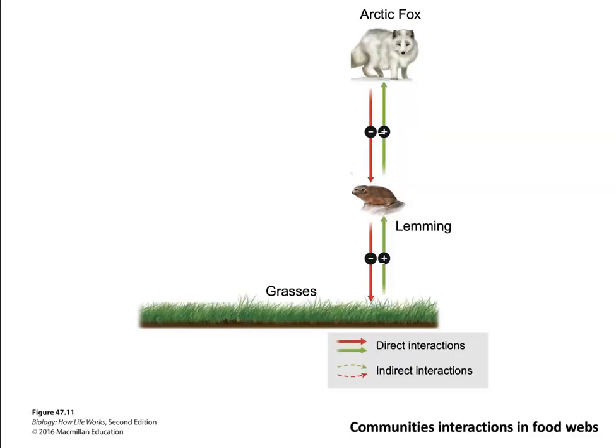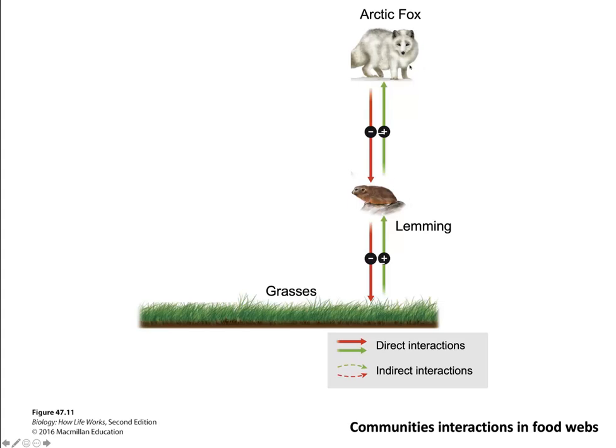And when we look at community interactions, oftentimes community ecologists use a tool called food webs. Here's a very simple food chain where you've got grasses that are fed on by these mouse-like things called lemmings. They have a direct negative effect on the grasses because they eat them, and the grasses have a direct positive effect on the lemmings because they provide nourishment for the lemmings.